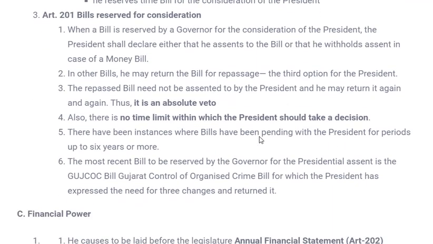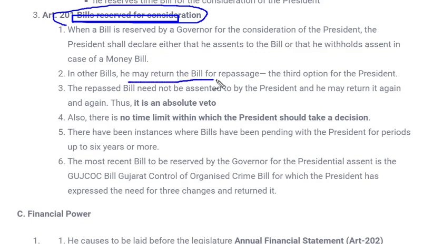Now next is Article 201. What does this say? This states that a bill is reserved for consideration. Now if any bill is reserved for the consideration of the president, what happens? As I have said, if the bill is withheld by the governor to consult with the president, in that case he may return the bill for passage, the third option for the president.